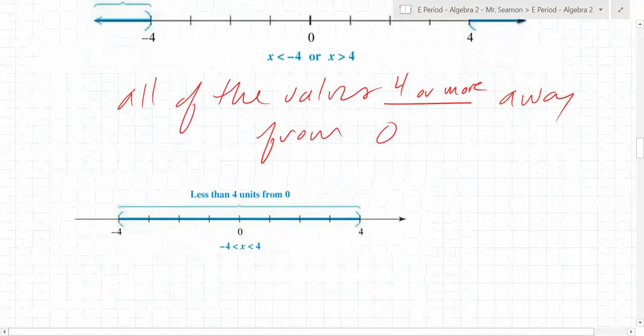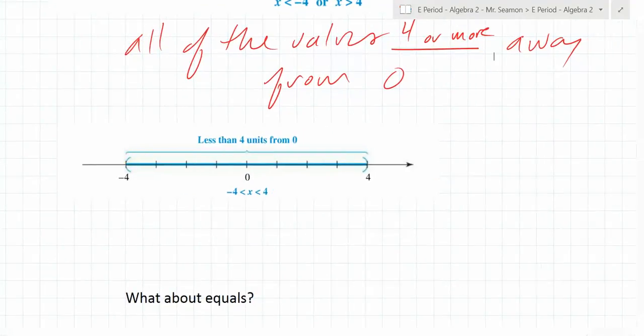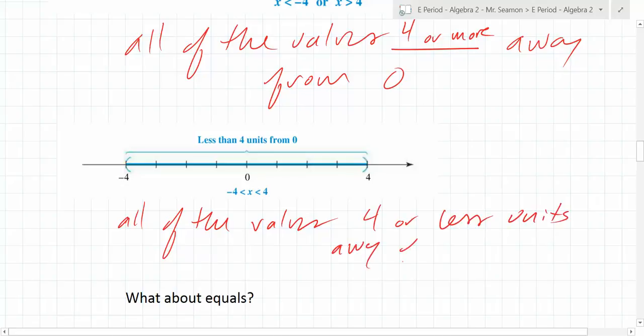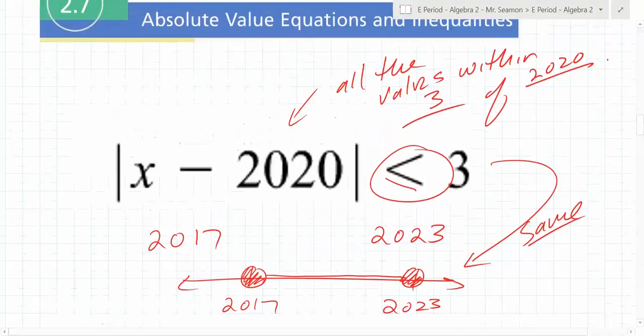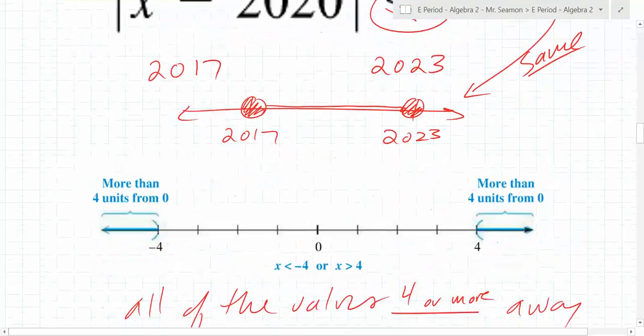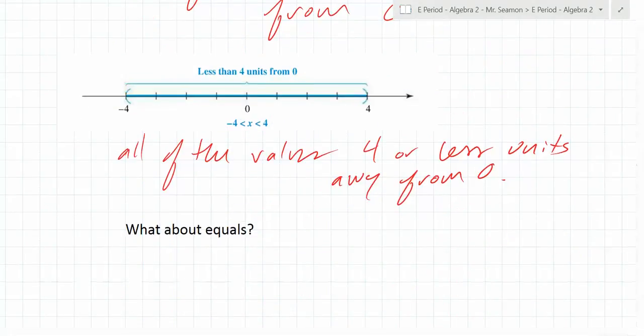Okay, what about this picture right here? These are all of the values what? All the values 4 or less units away from 0. Exactly. So let's go back up to our original example here. These are all the values within 3 of 2020. So what happens if we wanted to do this one right here?